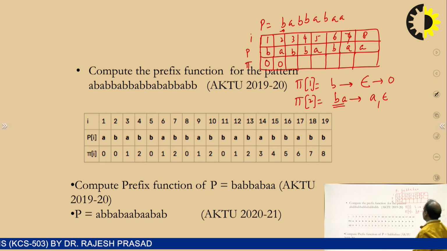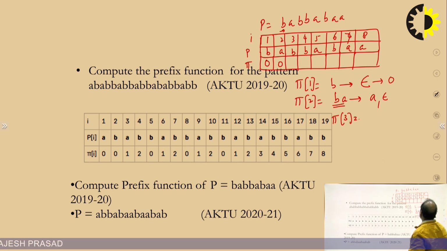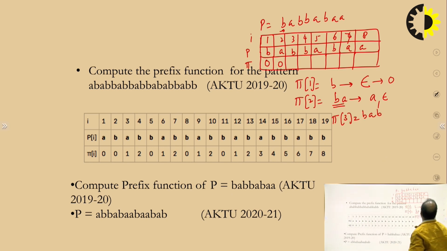Clear? Yes. Same thing, if you are interested in getting pi 3, it is BAB, right? So proper suffixes will be B, then AB, then epsilon. And look here, which proper suffix is part of the prefix of the pattern? B is part of the prefix of the pattern, but AB is not part of the prefix of the pattern. So B length is 1. So that is why it is written as 1.